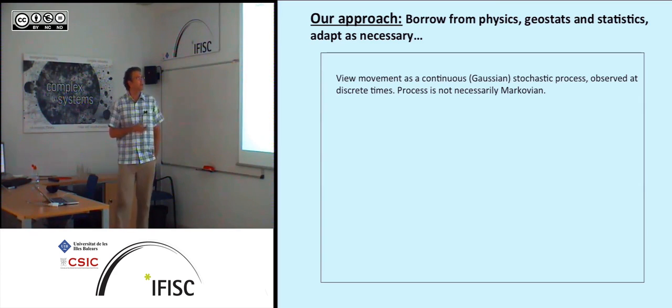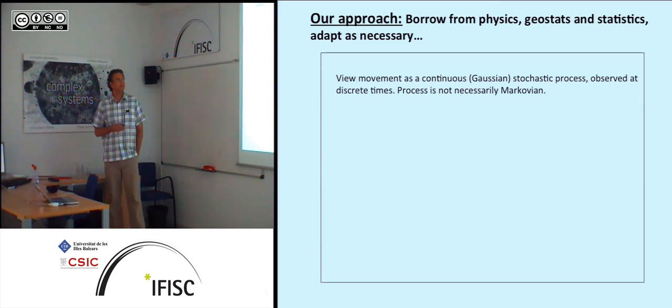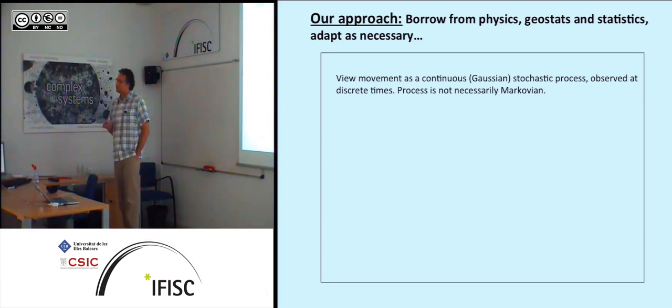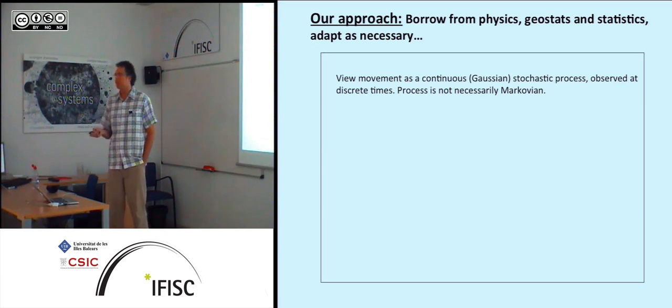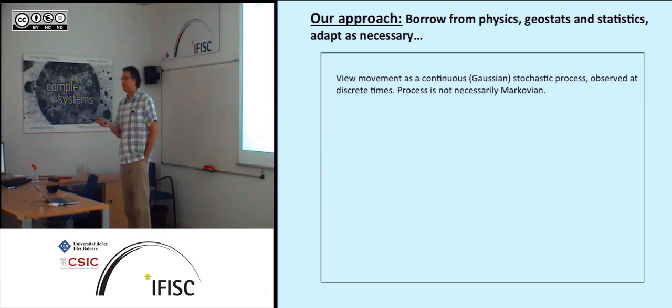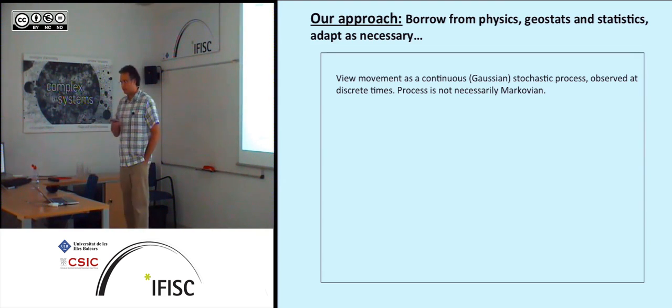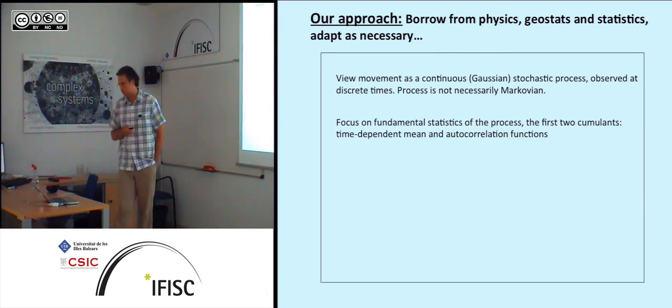Okay, so as an overall framework, we're viewing movement as a continuous stochastic process, specifically a Gaussian process that is observed at discrete times. We don't necessarily assume that the process is Markovian. Very often you see long-term persistent correlations in movement data, dependence on the movement path, up to the entire path up to the current point in time. And that, we've had some discussion about, is maybe a way to get at things like spatial memory, where you have these long-term persistent autocorrelations.